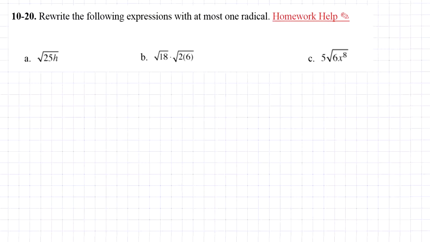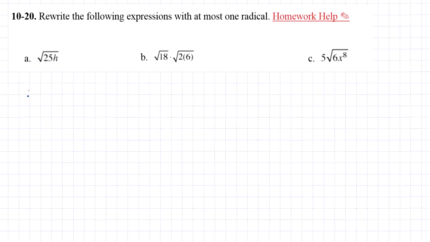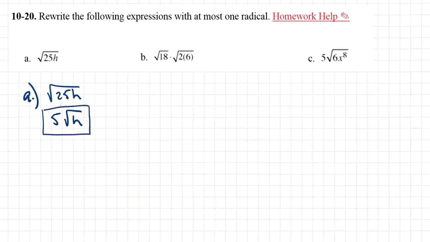Alright, 10-20, it says rewrite the following expressions with at most one radical. So when we look at 10-20a, we have the square root of 25h. So I have a, which is the square root of 25h, which is going to be 5 square root h, and that's simplified. Anytime you can take a square root out of a number, that's what we want to do.